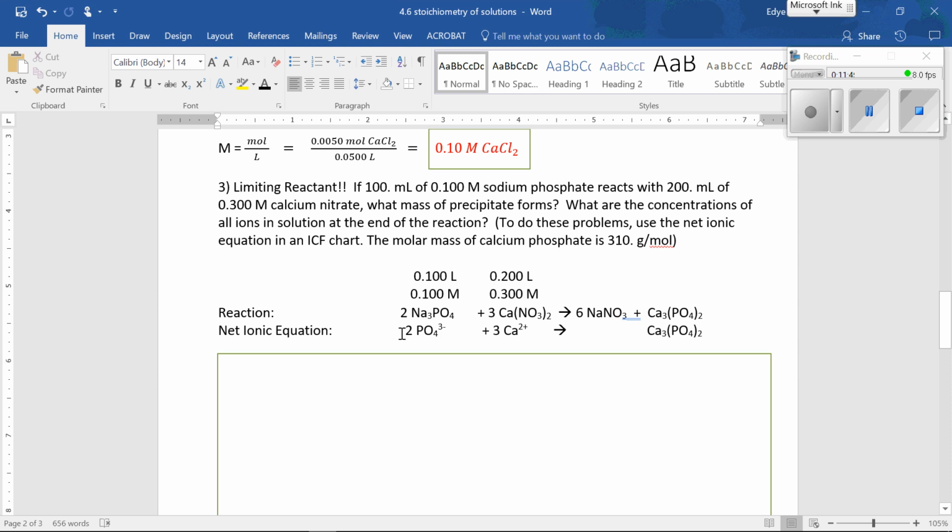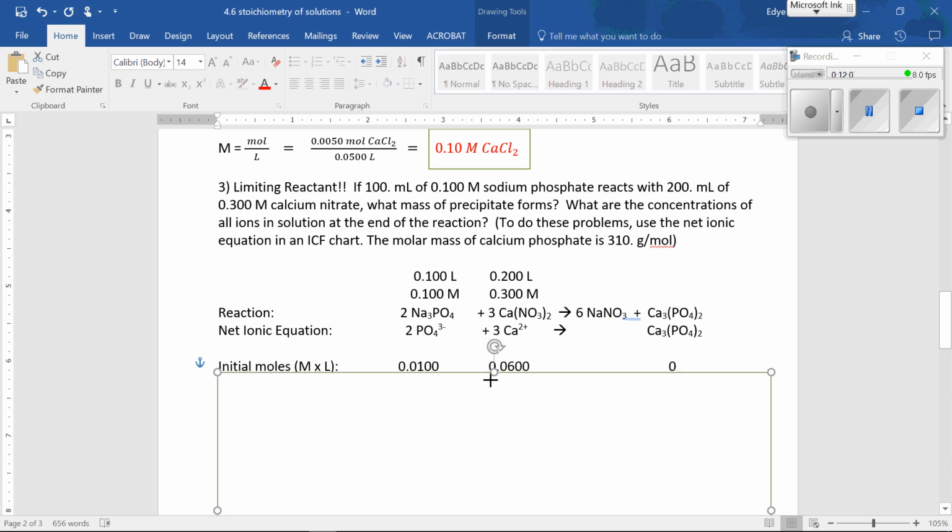Now I'm just going to work with the net ionic equation because the spectator ions, my Na plus and my NO3 minus, are going to be spectators. This stuff doesn't affect anything. It won't affect how much calcium phosphate is going to form. So I'm going to do my ICF chart.